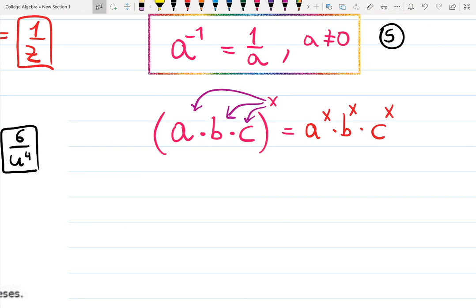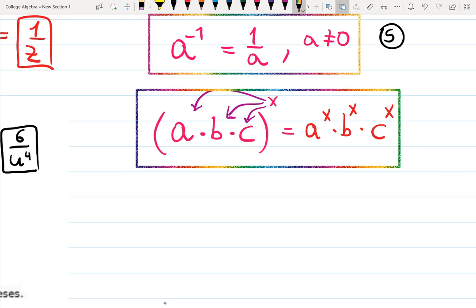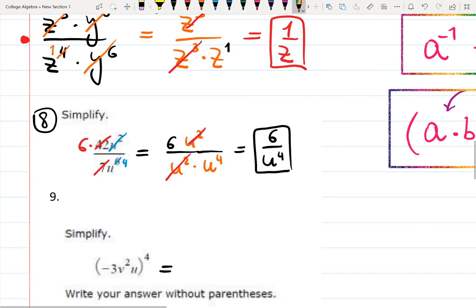And usually we're going the other way around. Usually when you see the notation a to the x times b to the x times c to the x, you want to make a shorter notation. And that's how this notation was created: a times b times c, everything raised to the x. So that's the idea. Let's put it in the box as well and remember. We will be using this right now in my next example.